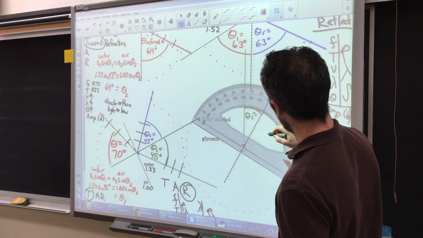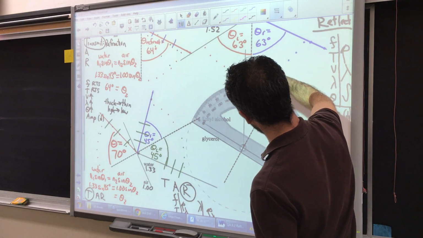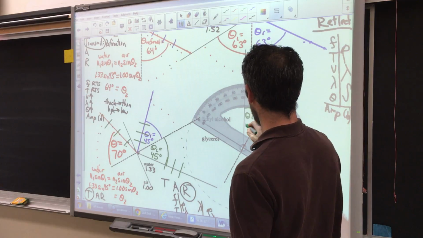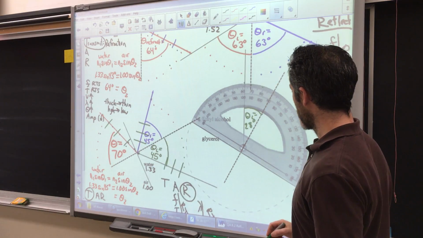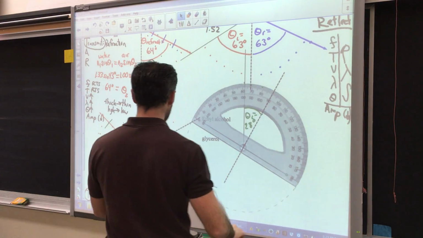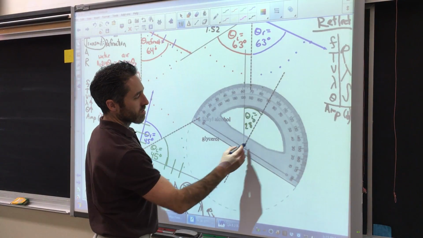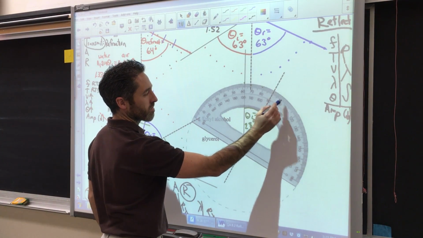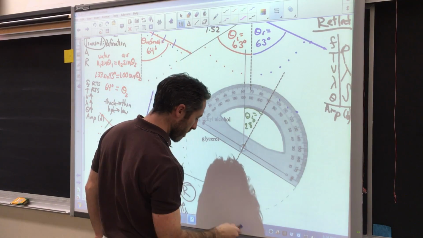Theta I. And don't trust, just count. 10, 20, looks like 8. 28 degrees. So, angle of incidence, 28 degrees. So the angle of reflection will be also 28 degrees. So we'll count on the other side of the normal, 10, 20, here's 8.